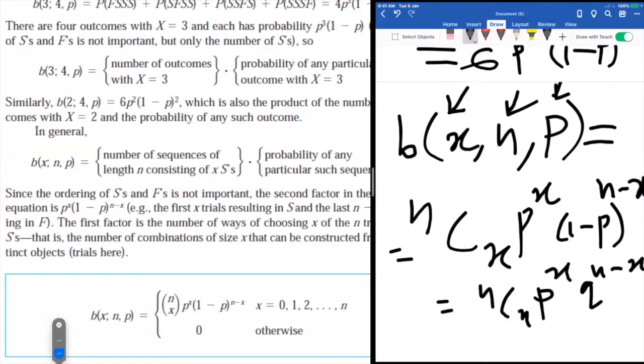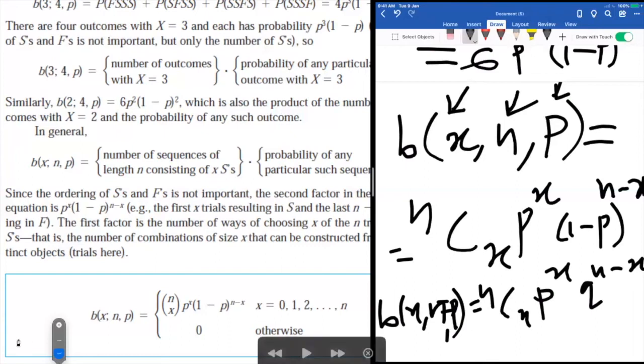This is called the binomial probability distribution function, or binomial distribution. The PMF of the binomial distribution is nCx p raised to x q raised to n minus x, where x can take the values 0, 1, 2, 3 up to n.